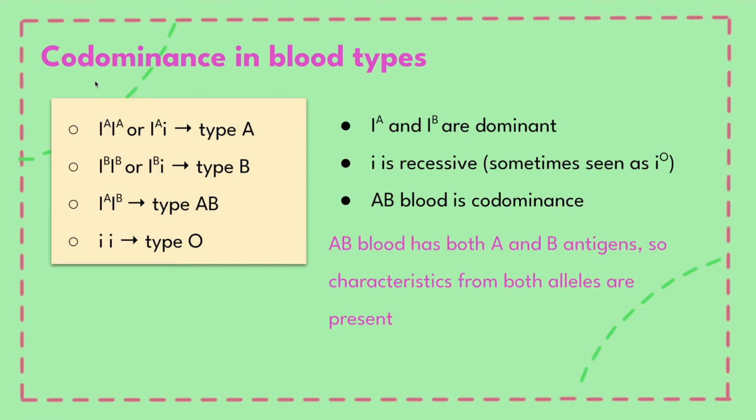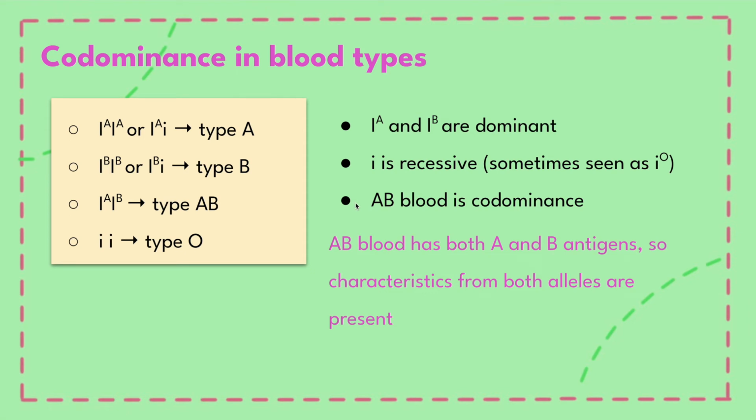Let's look at this further and examine codominance in blood types. Based on what we can see from here, IA and IB are indeed dominant. When either is paired with a lowercase i, then type O blood is not what is expressed in the phenotype. It's actually going to be the type B blood, or in this case, the type A blood that gets expressed in the phenotype. By the same token, lowercase i is recessive. It is also sometimes written as IO.